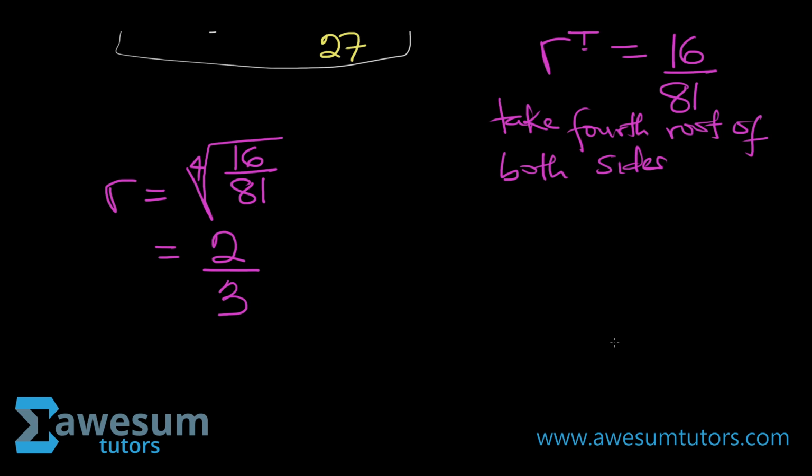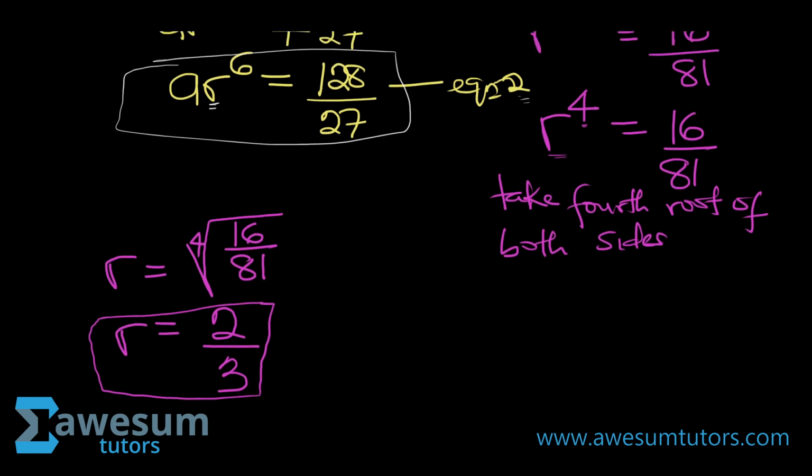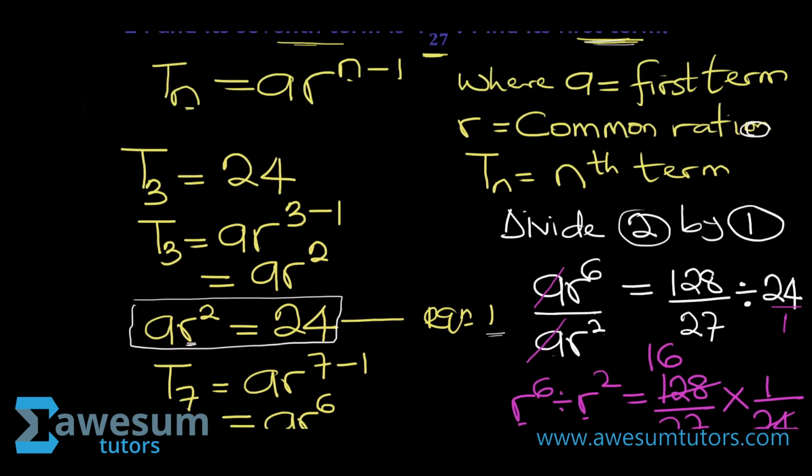The fourth root of r raised to power 4 is going to give you r. So that means my r, which is the common ratio, is 2 over 3. Very good, guys. I hope you understand that. That is so easy. Just look at the solutions again and make sure you understand what we are talking about.